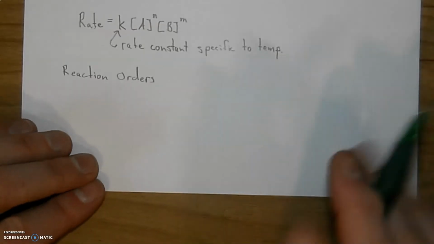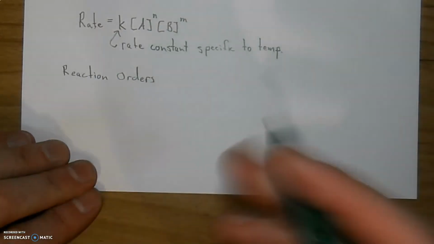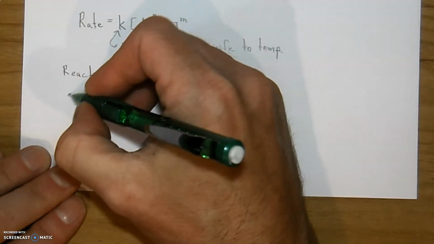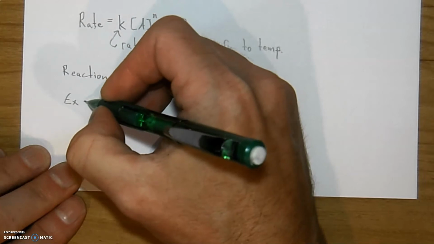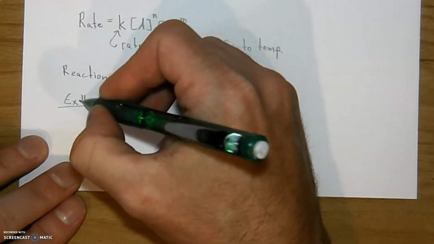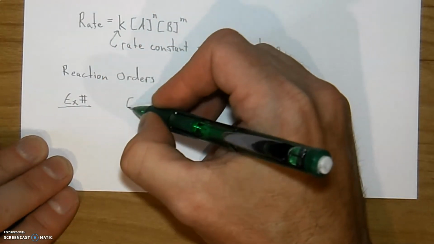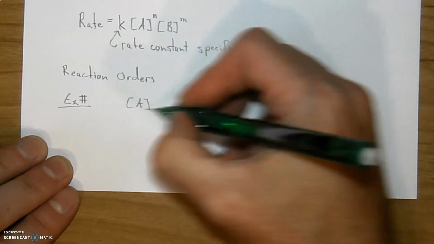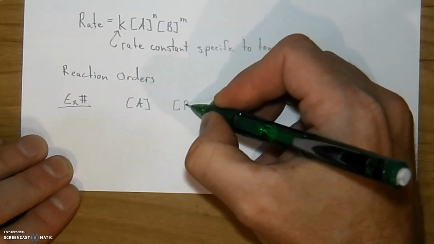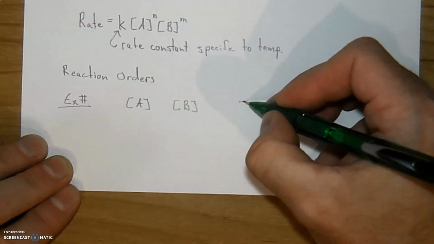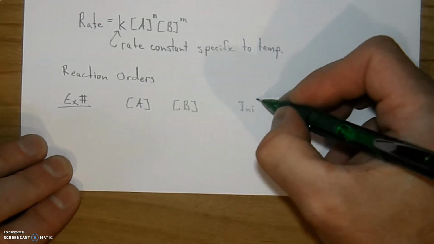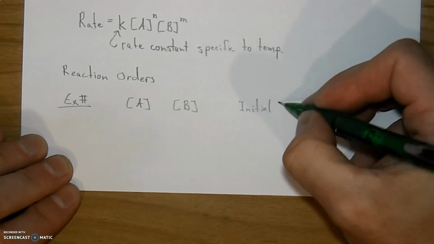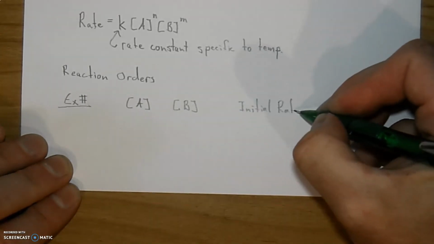All right, I'm going to write out a system here, and then I'm going to go on to another page. I'm going to give it some headings: experiment number, concentration of A, concentration of B, and the initial, which is most important, the initial rate of a reaction.